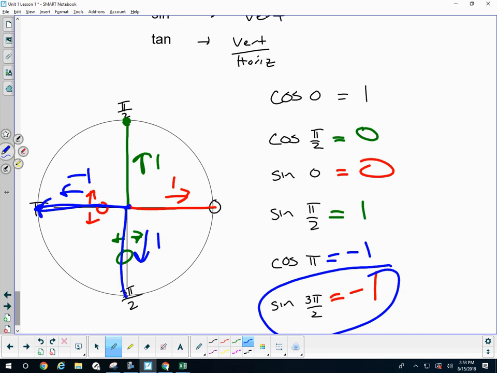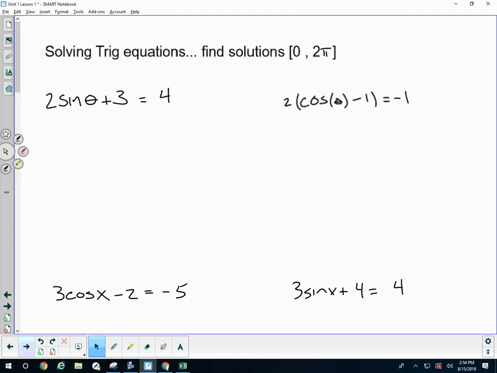That's why the cosine of 3 pi over 2 is what, everybody? Why? Because you don't go left or right at all. If you are struggling right now, we need to work together before Monday, because you're not going to be able to move forward in this class if you don't know this stuff.